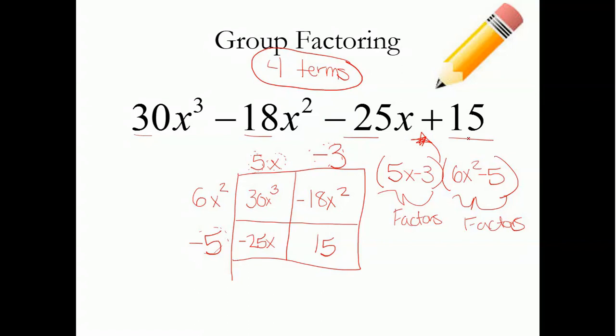Now, as I said, check. Did we factor all the way? Can I simplify either of those yet? So there's 2 pieces. Do they have a GCF? Do they have perfect squares? Doesn't look like it. So that's done. That is my done answer: 5x minus 3 times 6x squared minus 5.